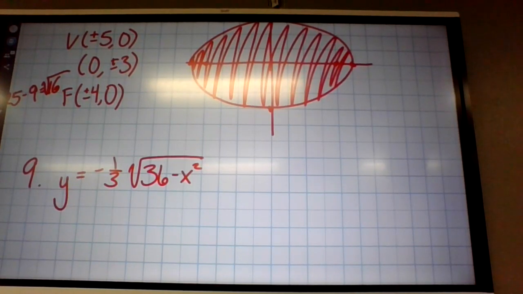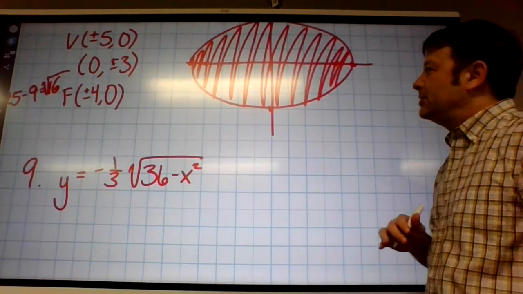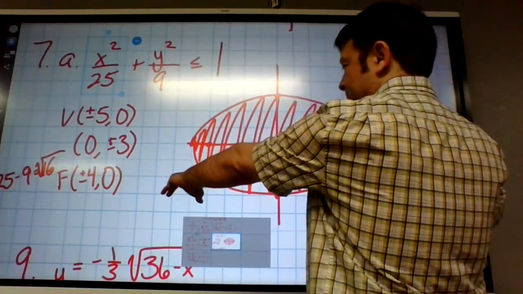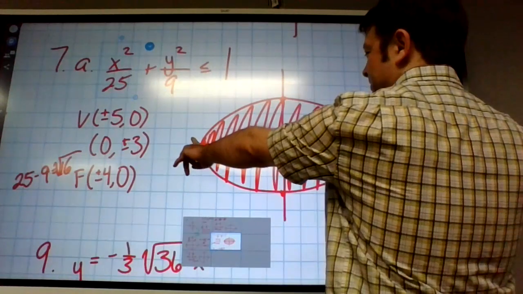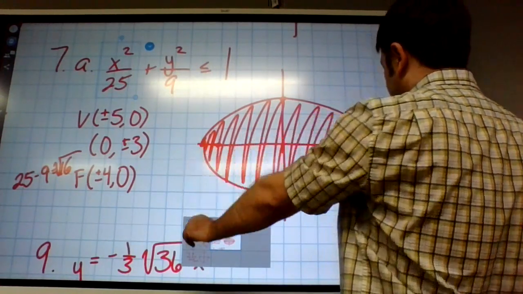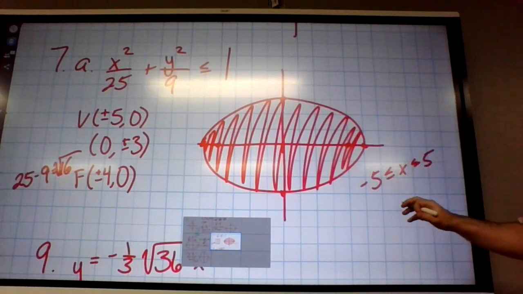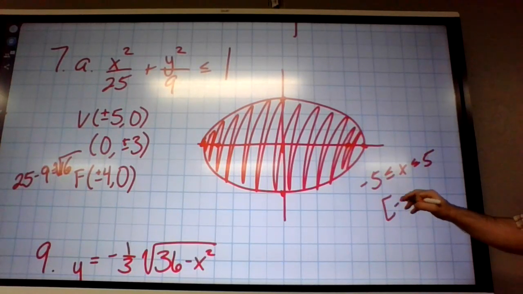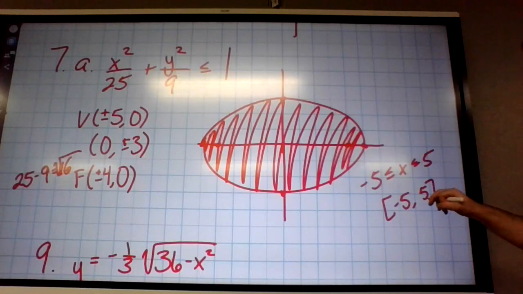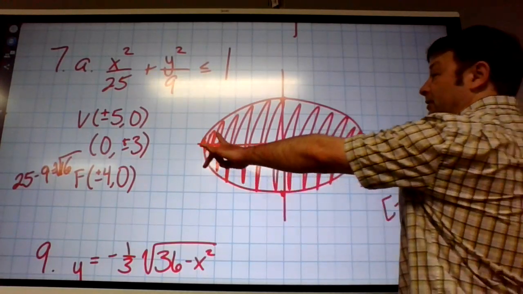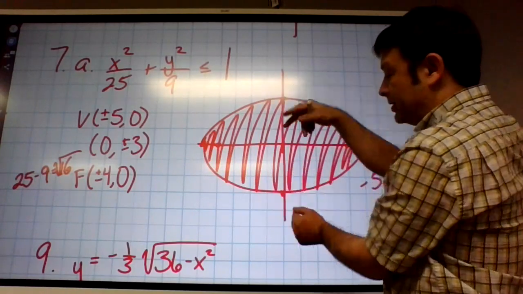So let's talk about how to find domain. You guys know what the domain on this graph would be? -5 to 5. Yeah, between -5 and 5. Some other books write it with brackets like this, but yes, all the x values between -5 and 5 are included. The range would be -3 to 3.